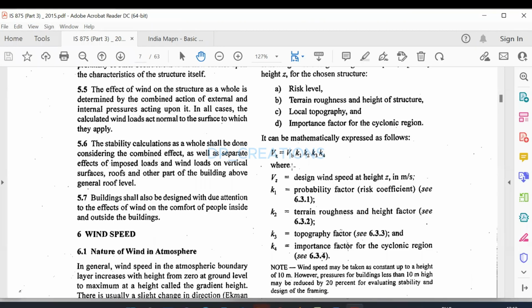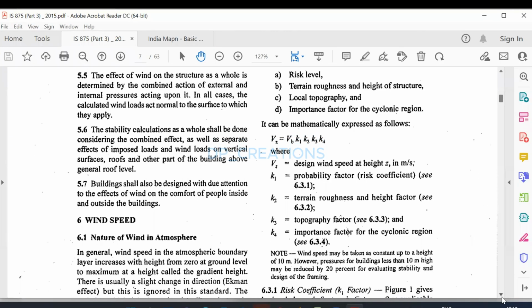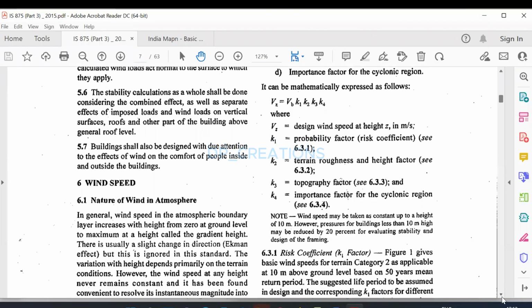Now how to get this? VB you already got from annexure A or figure 1; you can get the VB if you know the location of the structure. Now how to calculate K1, K2, K3 and K4? K1 is the probability factor or risk factor, given in 6.3.1. K2 is your terrain roughness and height of structure factor, given in 6.3.2. K3 is the topography factor, given in 6.3.3. And K4 is the importance factor for the cyclonic region, given in 6.3.4. Now we have to know how to find out these values of K1, K2, K3, K4 from this code.